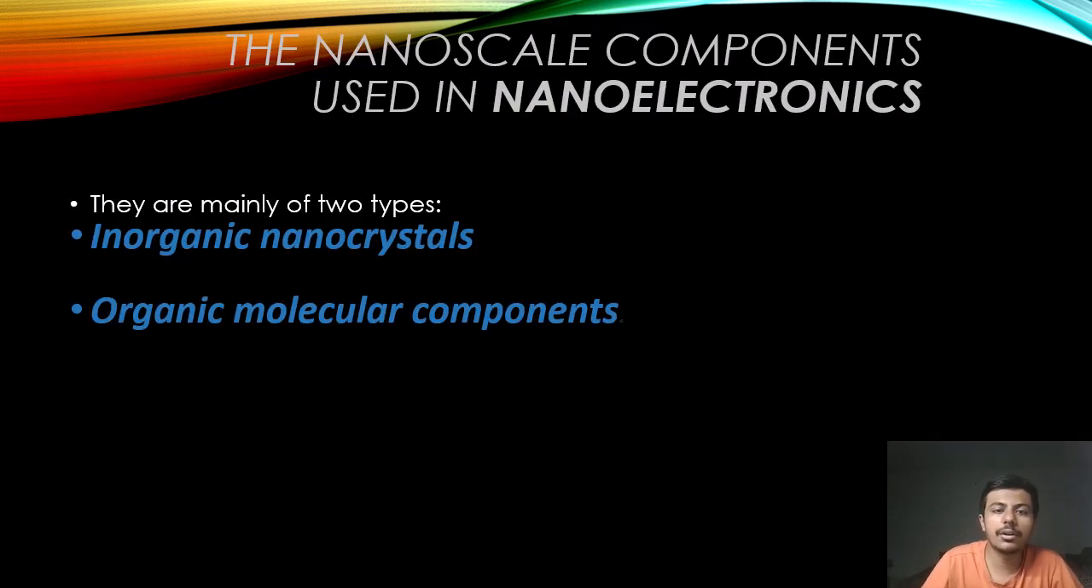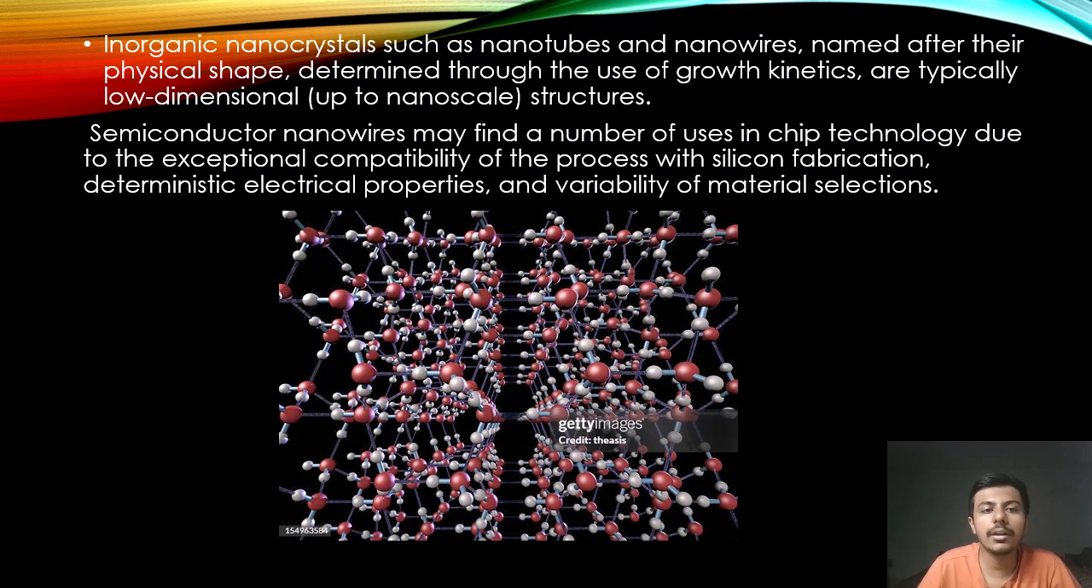The nanoscale components used in nanoelectronics are majorly bifurcated in two ways. First is the inorganic nanocrystals, and second is the organic molecular components. Inorganic nanocrystals, such as nanotubes and nanowires, are named after their physical shape, determined through growth kinetics. They are typically low dimensional, up to nanoscale structures.